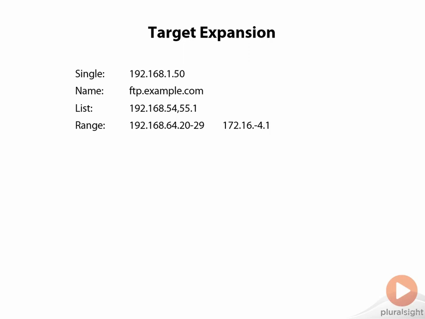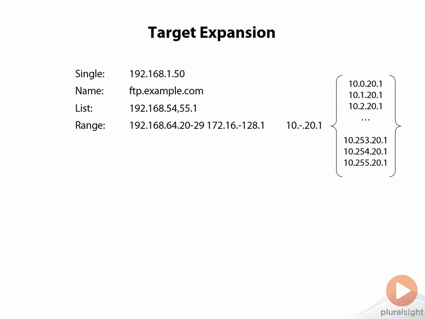When using a range, either side of the range may be omitted, which Nmap will interpret to be either the minimum or maximum value possible. So specifying 172.16.-4.1 will expand the third octet to include 0, 1, 2, 3, and 4. Here we have one last range example where the second octet is just a dash alone. In this case, Nmap will expand the second octet to be all possible values ranging from 0 through 255.